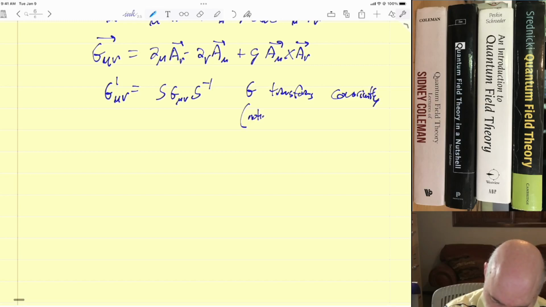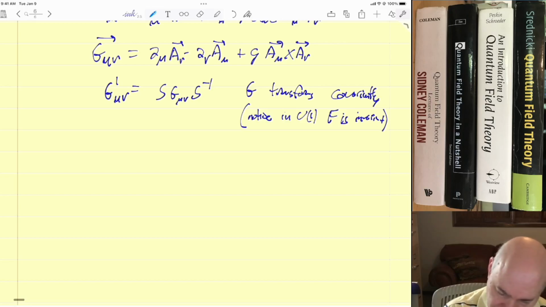Notice in U1, F not only transforms covariantly, but F is invariant. It's like a scalar. This used to confuse me.